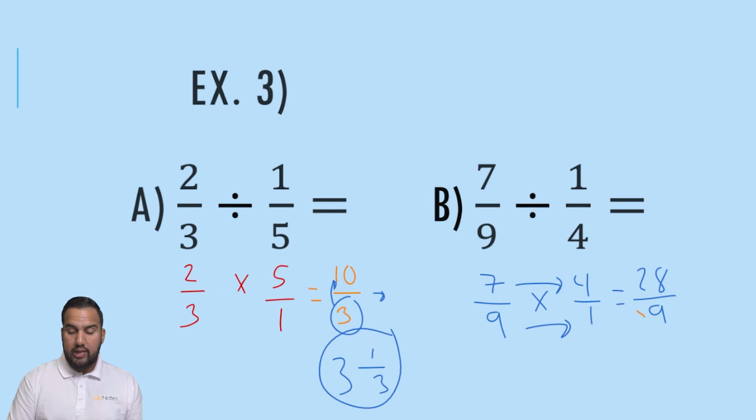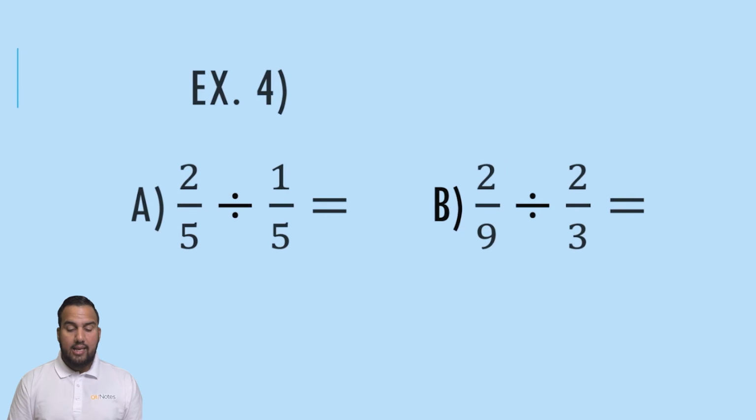9 goes into 28 how many times? 9, 18, 27. So that's 3 times. So my answer is 3. What's my remainder? How close was I? 9, 18, 27. 27 to 28 is 1 away. So my remainder is 1 over 9. So my final answer is 3 1/9. That's it. Okay.